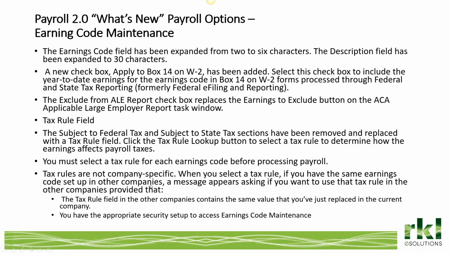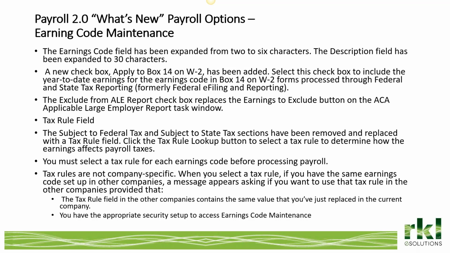Tax rules are not company specific. However, when you go into a given company code and you define for each earning code what tax rule you are using, when you do it the first time, Sage put together a small utility that asks you at the time you're doing it, hey, I found this same earning code in the following other companies. Would you like me to automatically apply it to those?